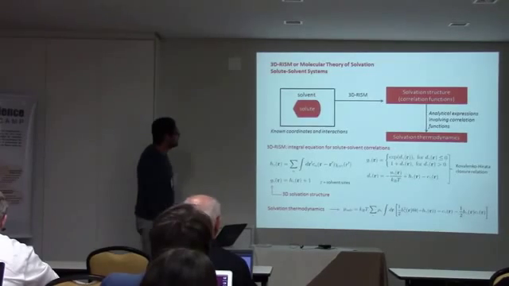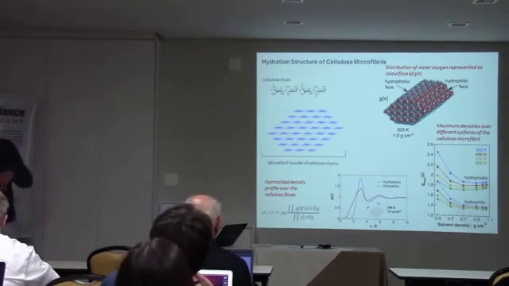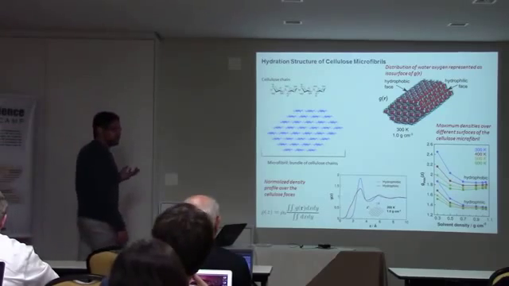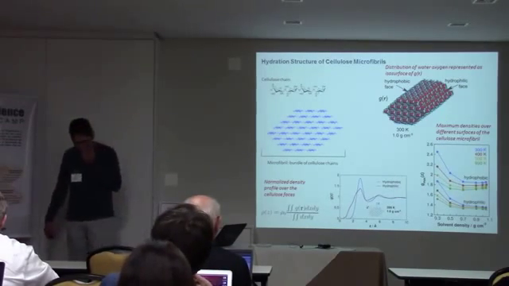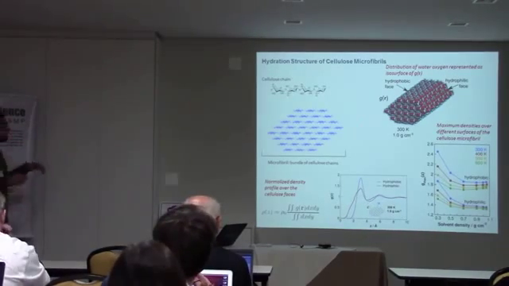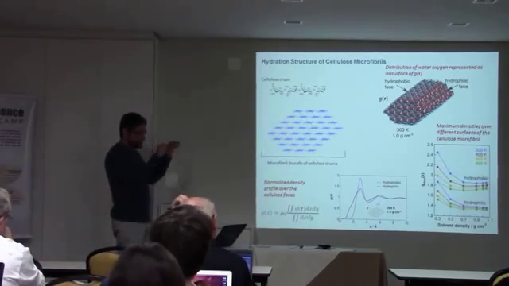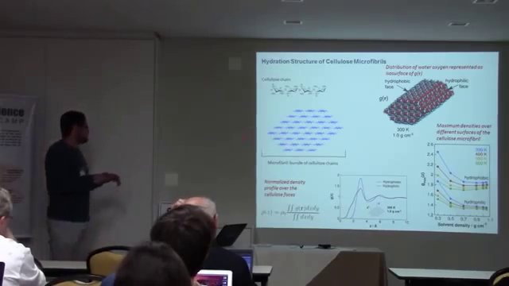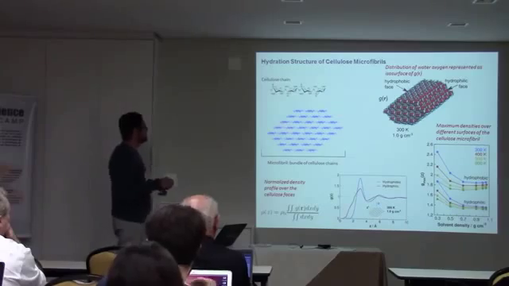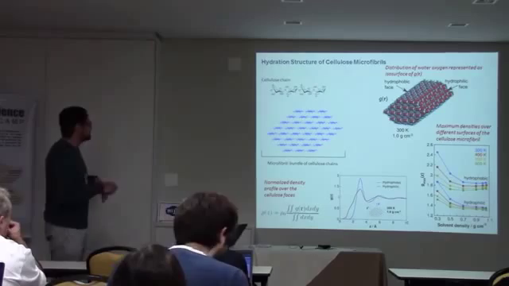I'm going to first illustrate how I can use this theory to analyze the hydration structure of water around cellulose. So cellulose is composed of chains of glucose, and these chains pack together to form fibers like this. It's 36 chains. They pack together in a crystalline way and form these fibers.